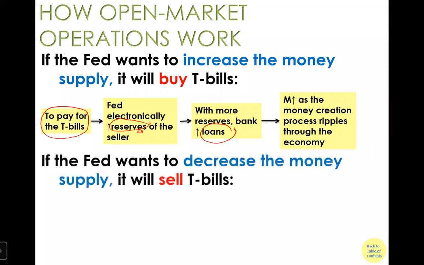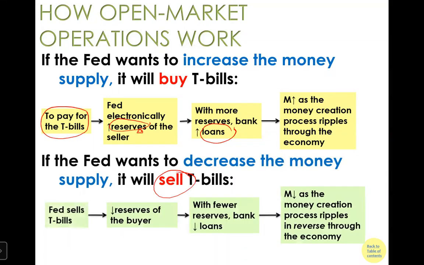On the other hand, if the Fed wants to decrease the money supply, they will sell treasury bills. If they sell, the buyers, typically the commercial banks, will use their reserve to buy the treasury bills. If their reserve decreases, then bank loans must decrease so that they can satisfy the reserve requirement. And accordingly, the money supply will decrease. Again, that just follows the money multiplier process as we discussed earlier. Okay, so this is how the Fed can affect the money supply through open market operations.